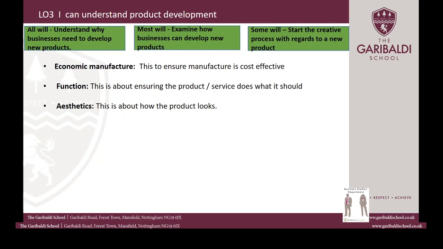So these are the 3 elements that make up the design mix, and when you're doing a creative process, you need to consider how much it's likely to cost you to manufacture the product, what is the functionality, what is it going to do, and aesthetics and how it looks. Now, various products will place more emphasis on different elements.